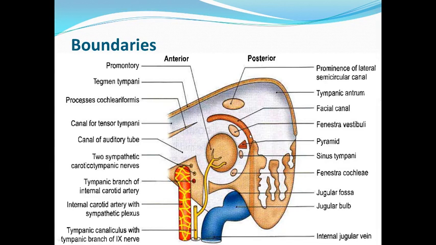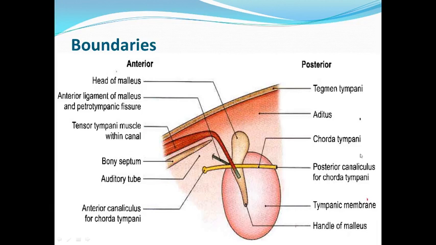Now, last but not the least, we'll discuss the lateral boundary. This figure is showing the lateral boundary, or the membranous wall, or the lateral wall. The lateral wall separates the middle ear cavity from the external acoustic meatus, or you can say the external ear, and this lateral wall is formed mainly by the tympanic membrane.